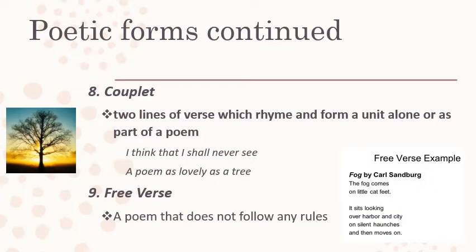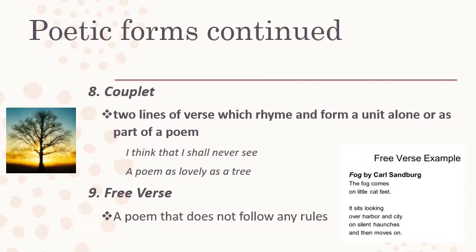The couplet, which is 2 lines of verse which rhyme and stand as a unit alone. So the example we see: "I think that I shall never see a poem as lovely as thee." A poem may be composed of several couplets, and we'll see examples of that moving forward, both this week and next.